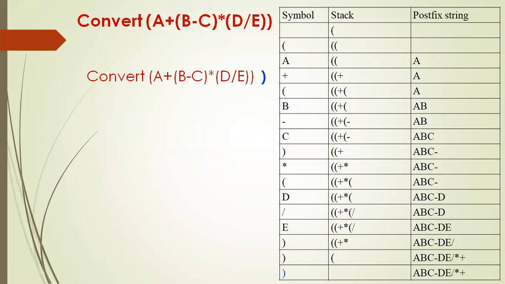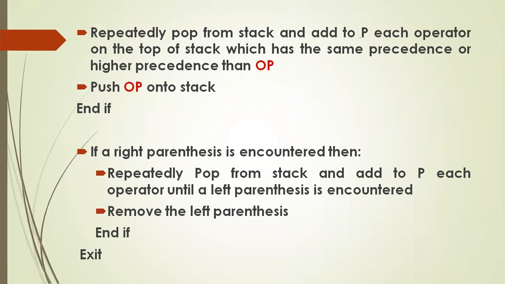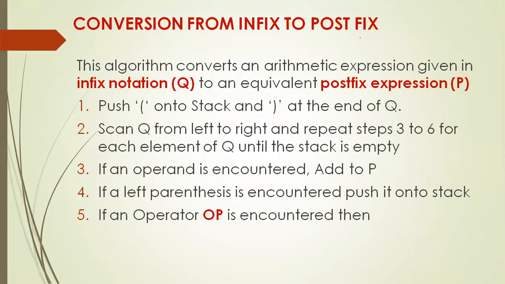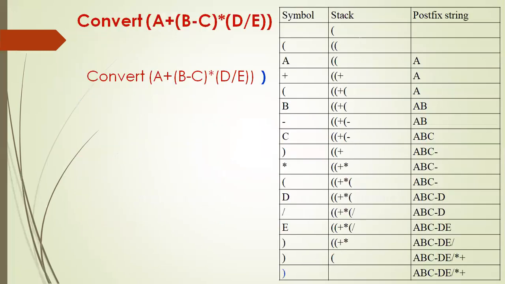What does the first step of the algorithm say? Put a left bracket onto the stack. So in this case, you make 3 columns. First column is symbol, second column is stack, and third column is the postfix string, which we also call P. What you do is put a left parenthesis onto the stack and a right parenthesis at the end of the expression. That's why I've added that right parenthesis in blue color. So now the first step is over. Push the left parenthesis onto the stack and a right parenthesis at the end of Q. Okay. Next.